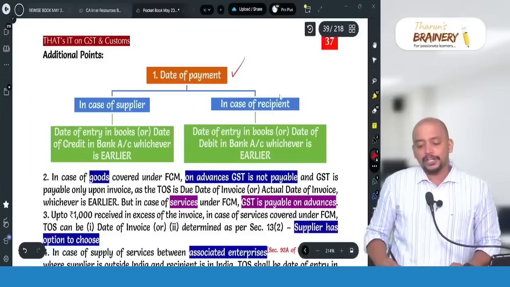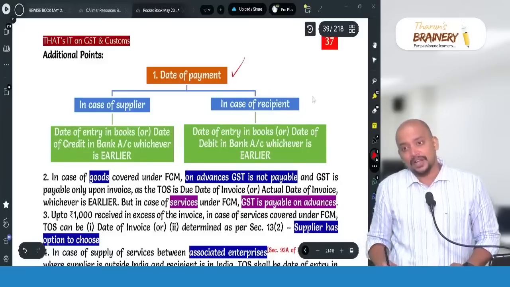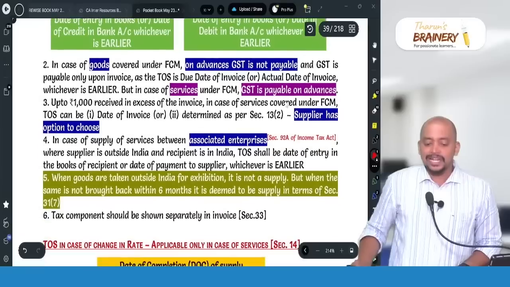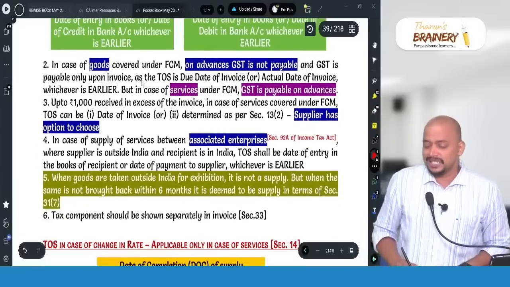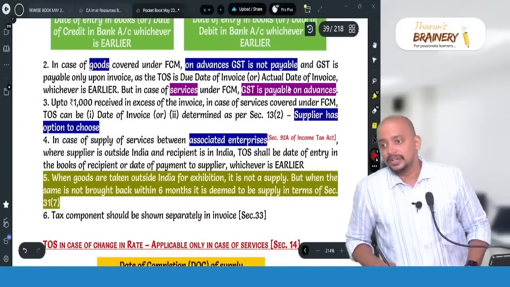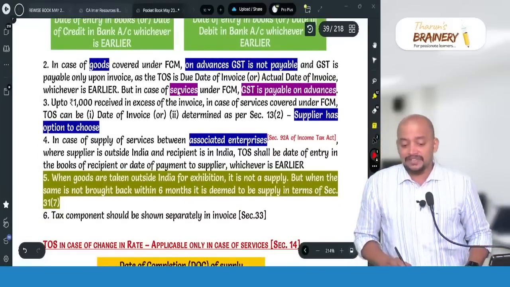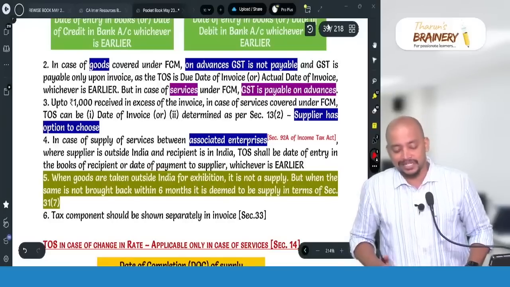From the recipient's point of view, if you see the date of entry in their books or the date of debit in their bank account, whichever is earlier. Now, in case of goods covered under FCM, whether GST is payable on advances, no. But in case of services covered under FCM, whether GST is payable on advances, yes.